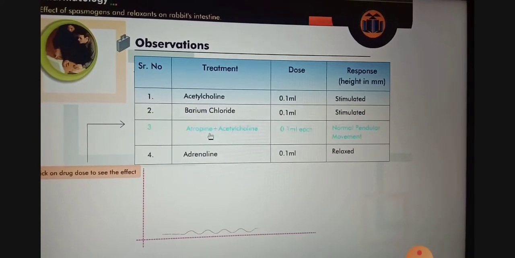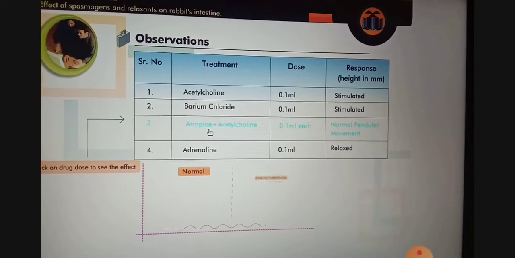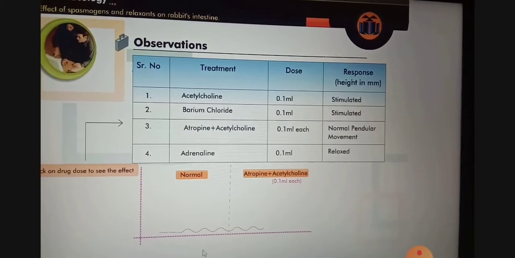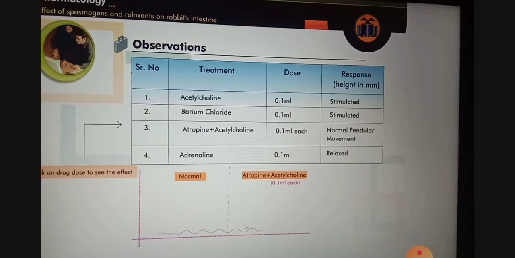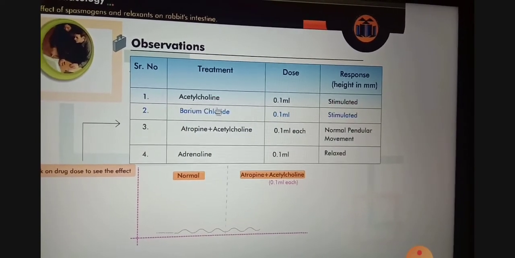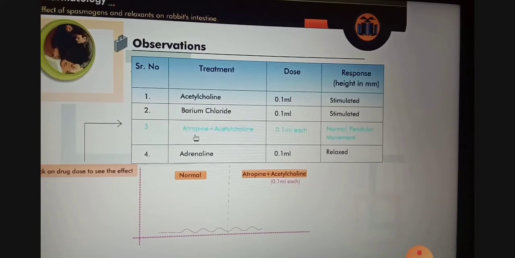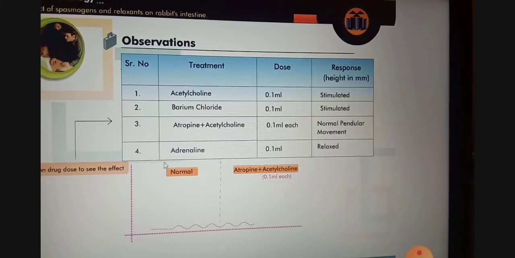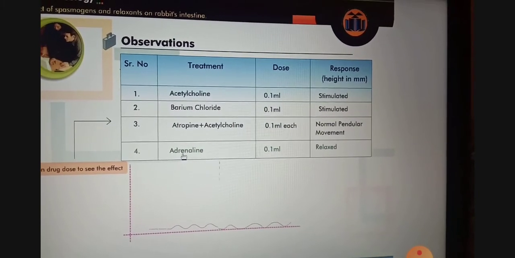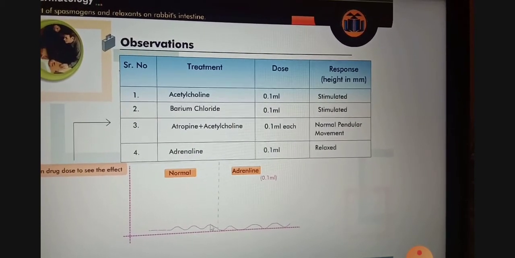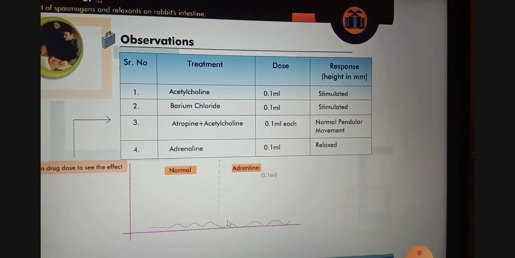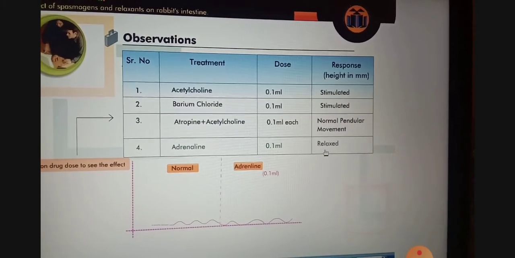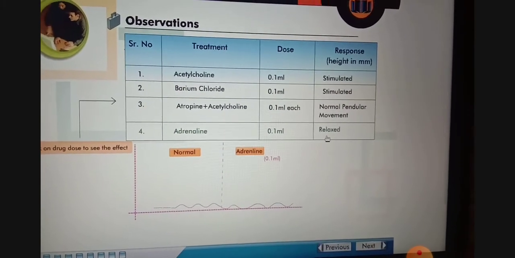Then when we inject atropine and acetylcholine together, each 0.1 ml dose, you have seen here the normal pendular movement continued. So the effect of acetylcholine is nullified by the atropine. Therefore the normal pendular movement is maintained. Then if we inject the adrenaline drug, you have seen here this is the normal pendular movement and here is the relaxation of that particular smooth muscle. So the response we get is relaxation of that smooth muscle.